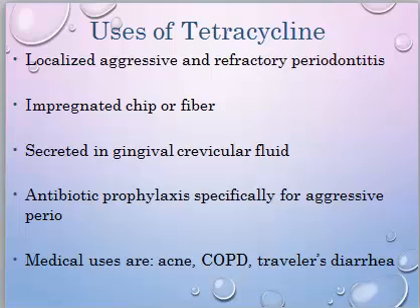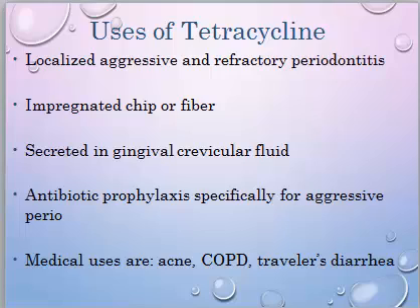The thing that we use is minocycline, which is a relative of tetracycline, and the minocycline, we enter it into a deeper pocket. So it's also used rarely. It can be used specifically for aggressive perio when someone needs antibiotic prophylaxis.